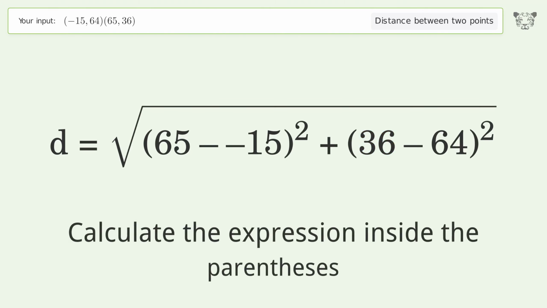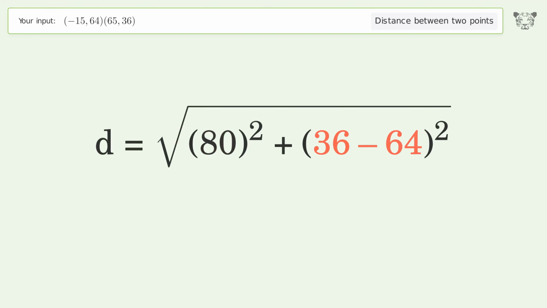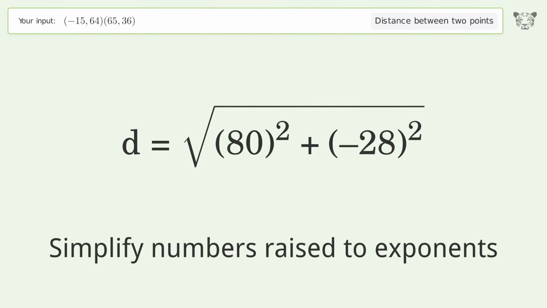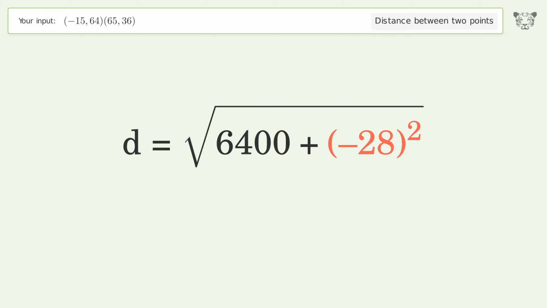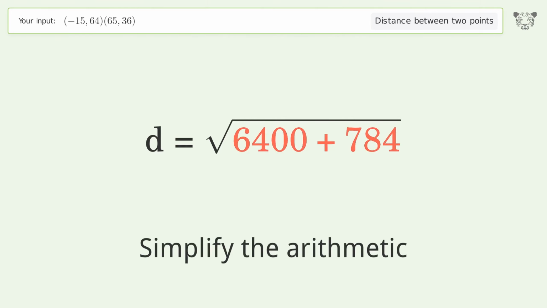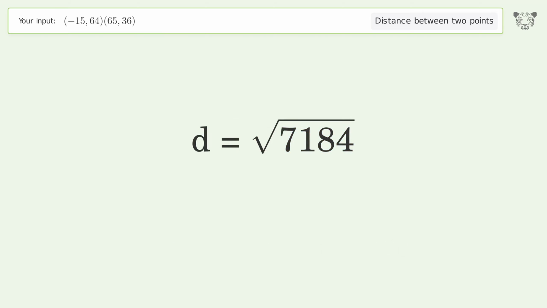Calculate the expression inside the parentheses. Simplify numbers raised to exponents. Simplify the arithmetic. And so the distance between the 2 points is the square root of 7,184, or 84.758.